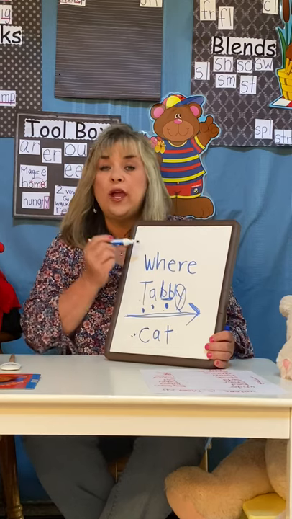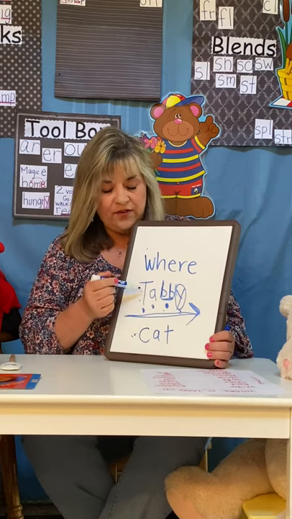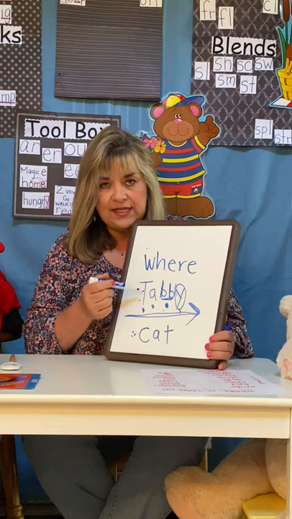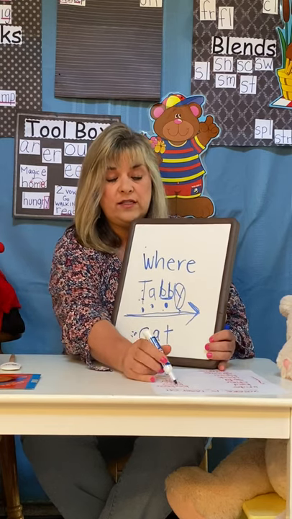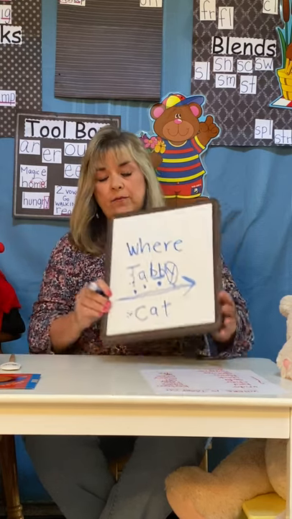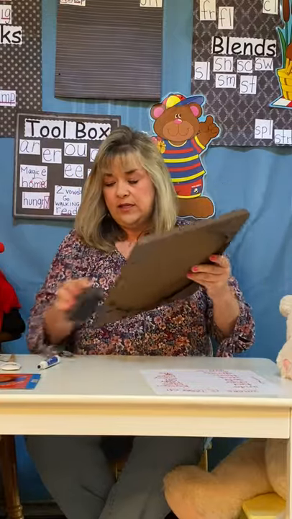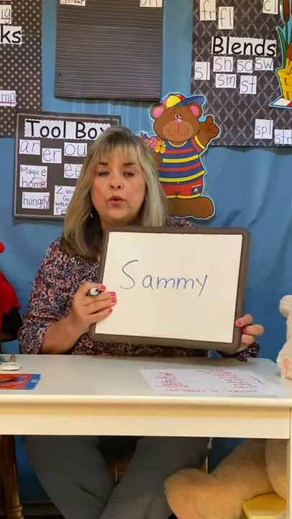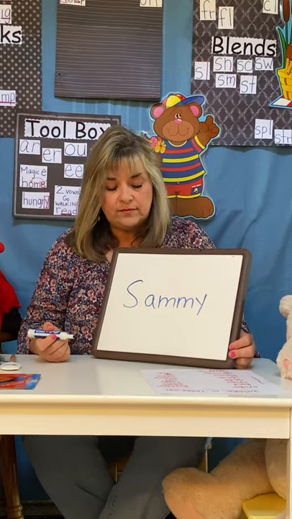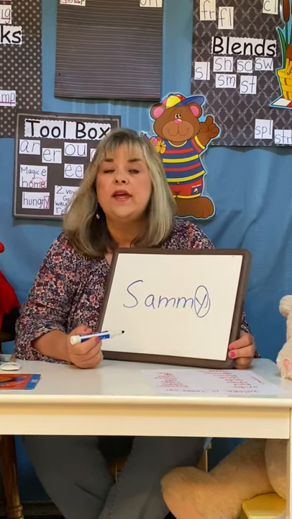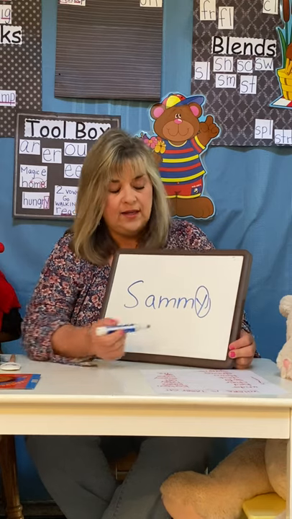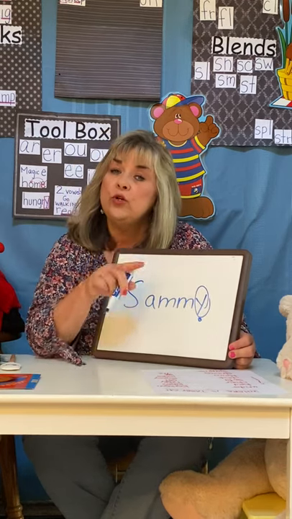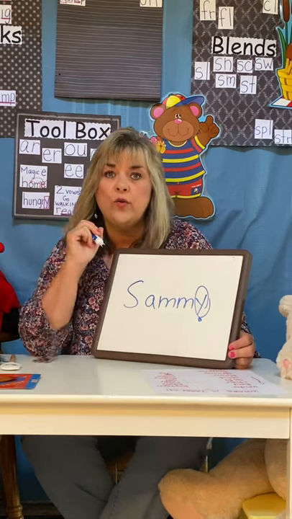Okay, so we have the word where, and we have Tabby Cat. And we're gonna say Tabby Cat a lot in this story. It's on a lot of the pages, okay? And then we have another character in the story. So let's look inside this word to see what we know about. All right, what do you see inside this word? You should see the Y at the end. So what does Y at the end say? It says E.